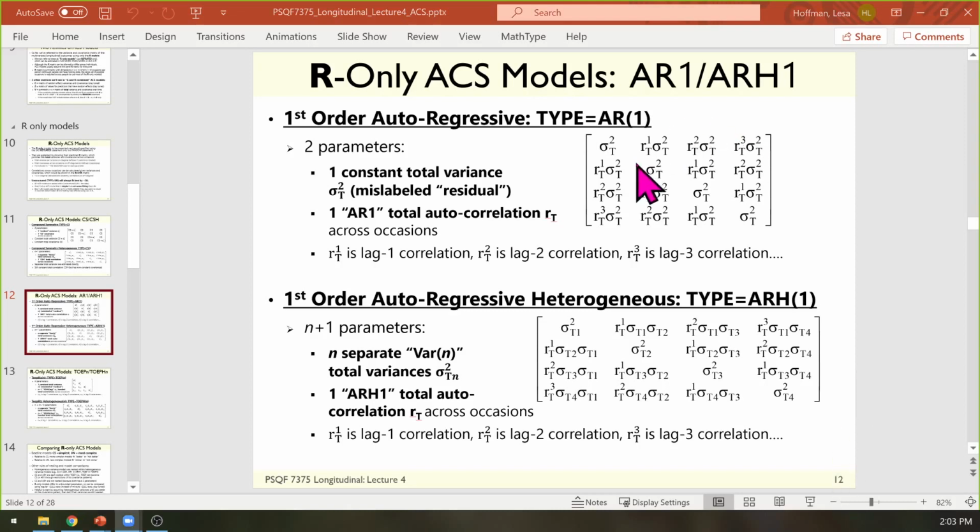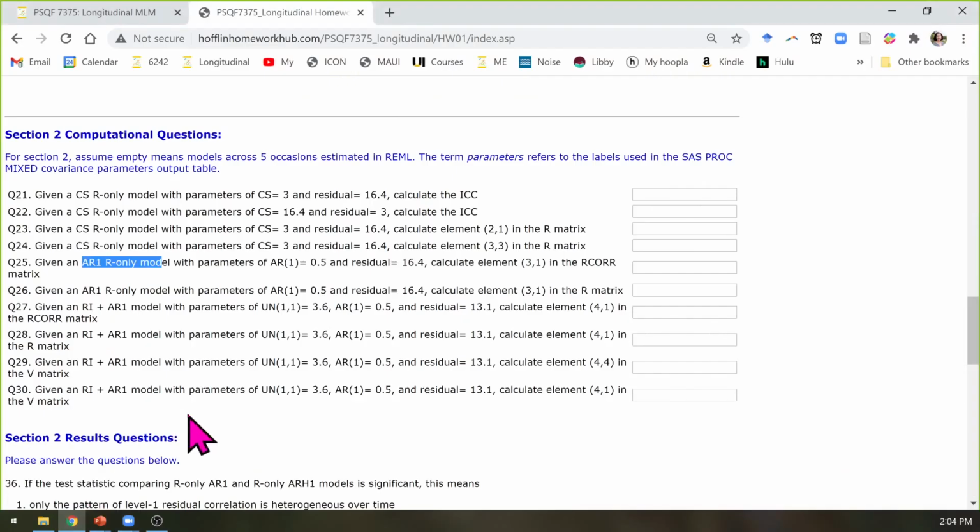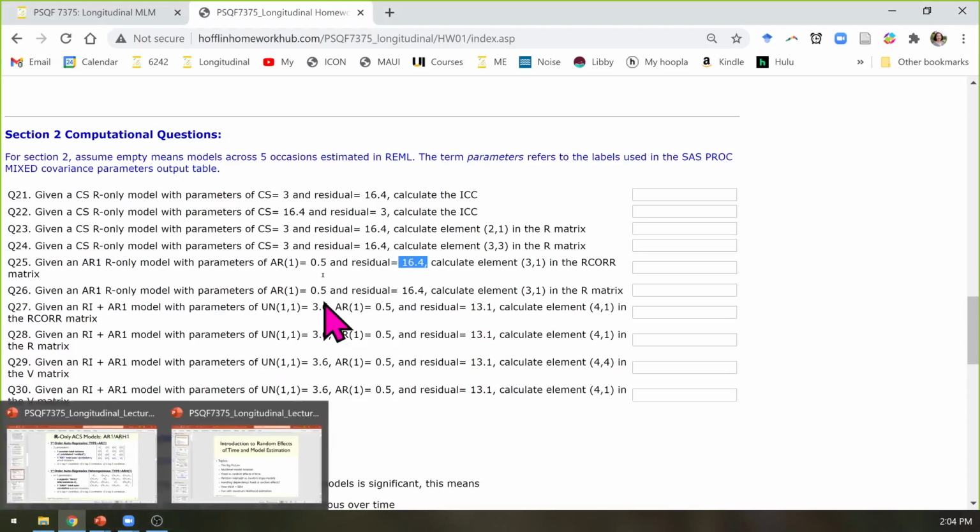Yes. Okay, then the information that is given in the question is the autocorrelation value, that's the AR1 number, and then the residual, which is what SAS calls the total variance. So the residual comes pre-squared, so to speak. It's given in the variance form. If I pull up my version of this, my version has a residual variance of 16.4 and an AR correlation of 0.5.